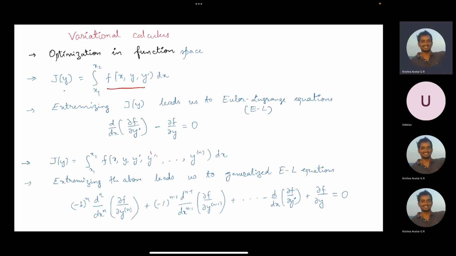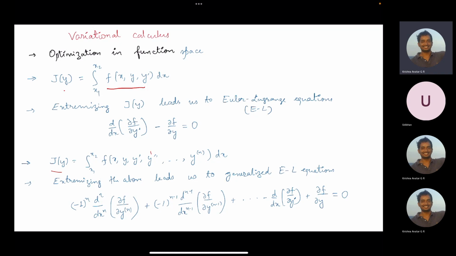Now it so happens that in many problems we do find that our functional doesn't just depend on the function and its first derivative. We can even have higher derivatives in the functional. So when we extremize this functional, this leads us to generalized Euler-Lagrange equations, and this is given by the expression here.